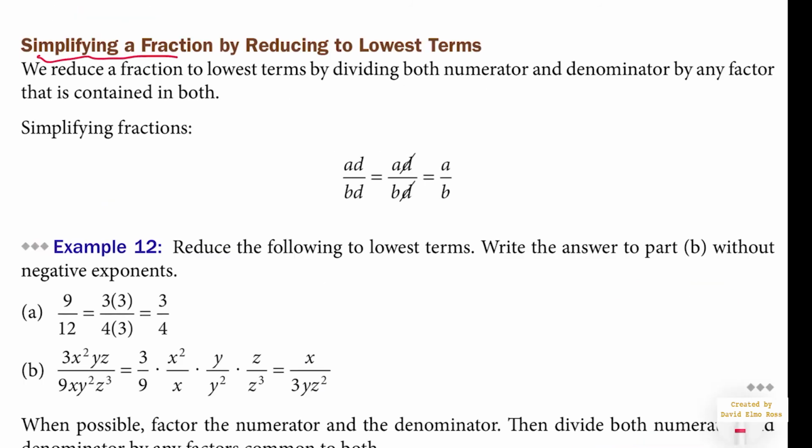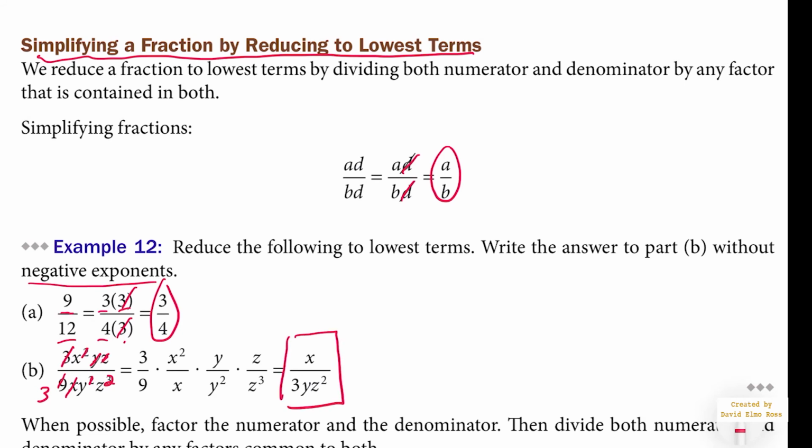Now, a lot of times you can simplify a fraction by reducing it to its lowest terms. So if you have a common value such as d, you can divide out the d's here to get a over b. In the case of this, you can write 9 here as 3 times 3, 12 is 4 times 3. You can divide out the 3's and get 3 over 4. Same thing here, we can divide the 3 here and get 3 on the bottom. X squared by x, y here on the top, and z here will give you z squared on the bottom.